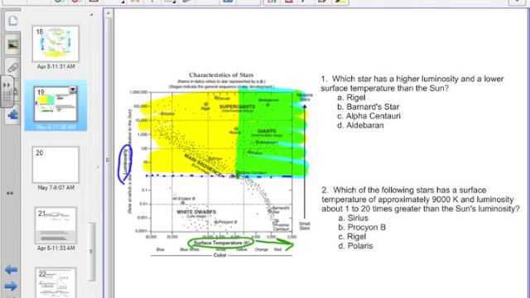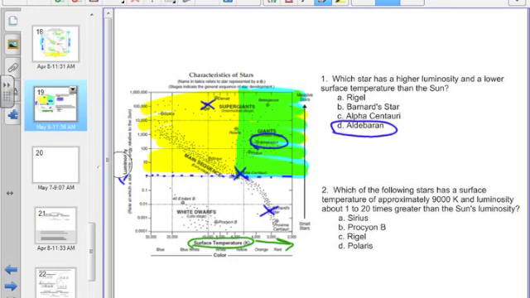Now let's just look at the stars. Rigel, first example, over here, not going to work. Barnard's star, over here, not going to work. Alpha Centauri is, if we recall, exactly the same temperature, so it is not a lower temperature than the sun. Aldebaran, oh yeah, we got them right there, squarely in that area of the graph that we identified. So there's our right answer.